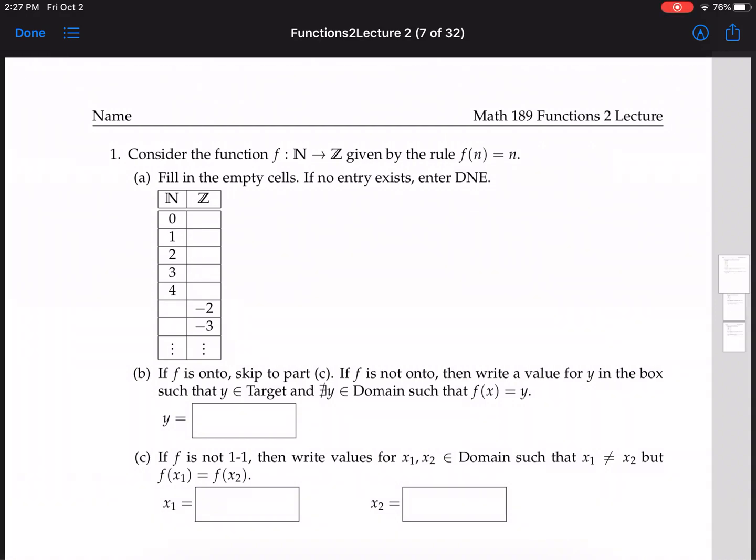Okay, functions 2. All right, so the functions 2 problems look very similar to this, the only difference is maybe the function is different, but everything is the same.